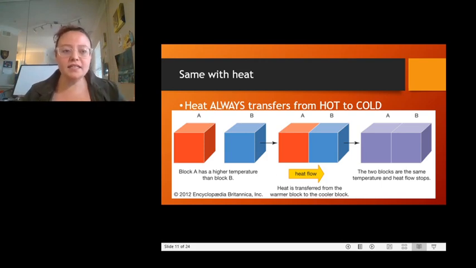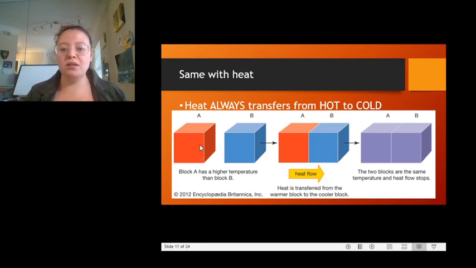Because heat transfers from a high temperature to a low temperature every single time. When your hot coffee is on the table and it gets cold, it's because all of its heat energy was transferred into the environment.